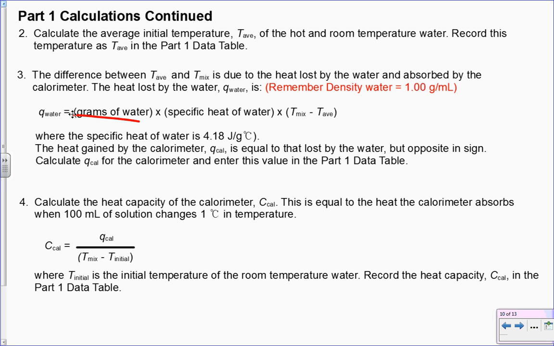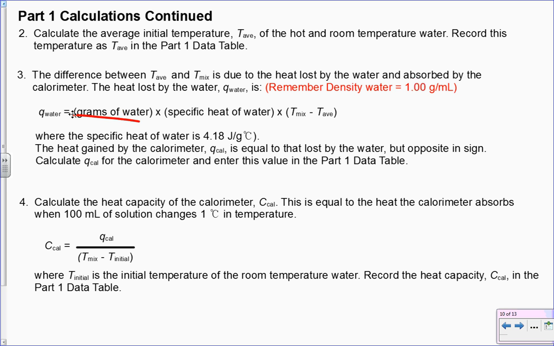And then specific heat of water is given, 4.18 is what they're telling us to use. And remember, delta T would be T mix minus T average. That's going to give us our missing temperature. And remember, the heat gained by the calorimeter is equal to that lost by the water, but opposite in sign. So don't forget to appropriately go from one to the other.